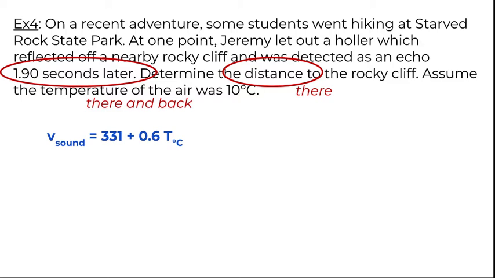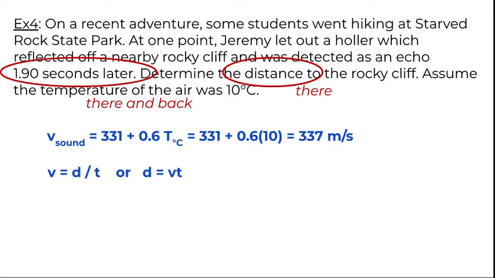We'll need to know the speed of sound. So we need to know the temperature of 10 degrees. 0.6 times 10 added to 331 gives us 337 meters per second. We are looking for distance, so we will rearrange the equation distance equals velocity times time, or speed times time. And so we find that the sound actually traveled 640 meters during that 1.9 seconds.